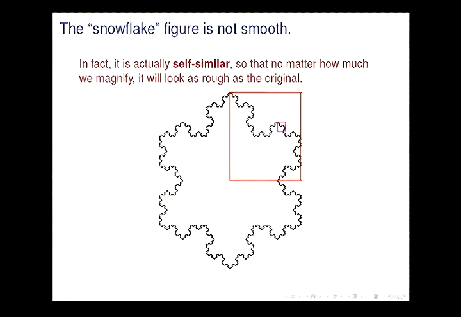Of course, this is a definition that only makes sense mathematically. In the physical world, it doesn't make sense to blow up forever because at some point you get down to the atomic scale and so on. So when we're looking at a physical object, you have to first take a mathematical model for it, which is better behaved.